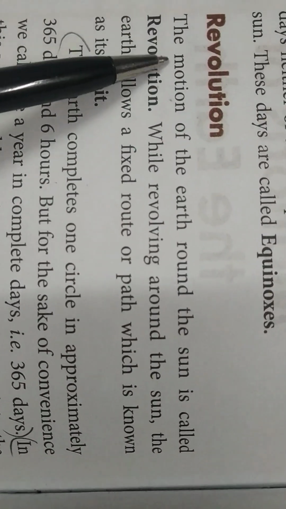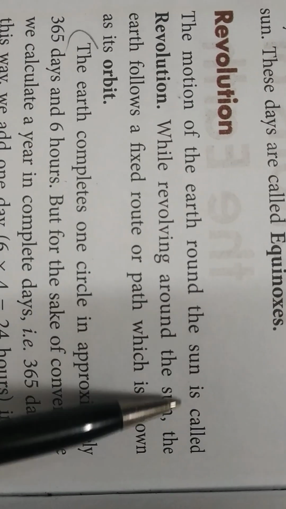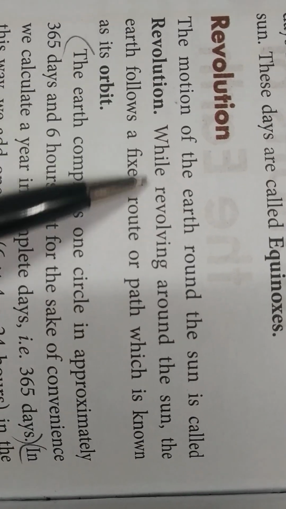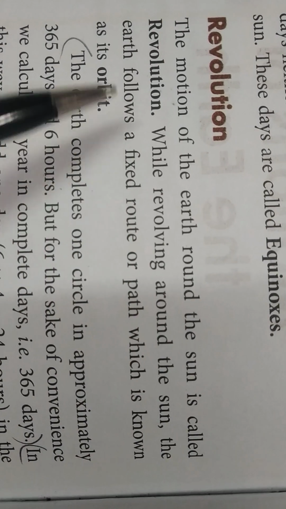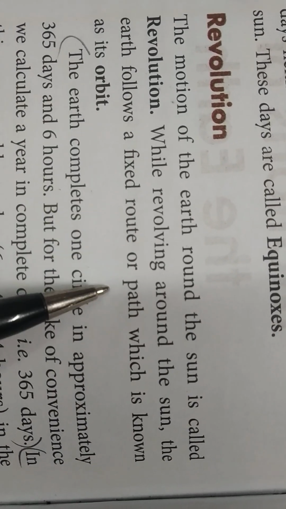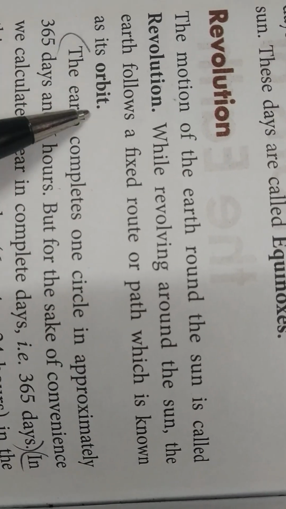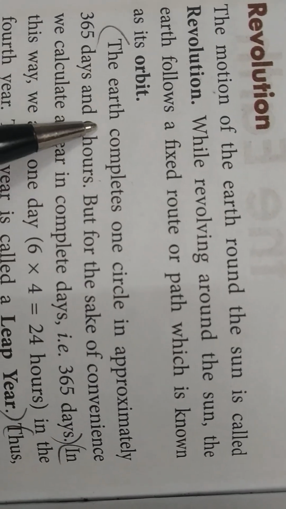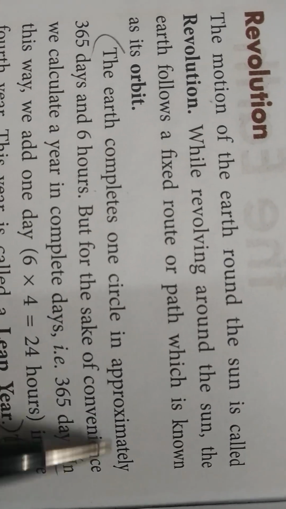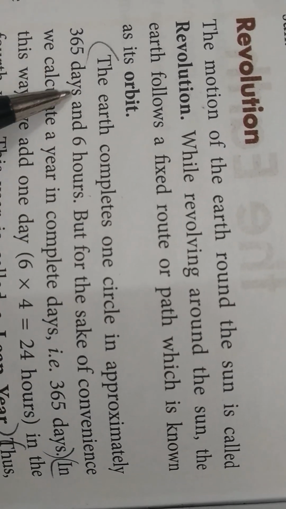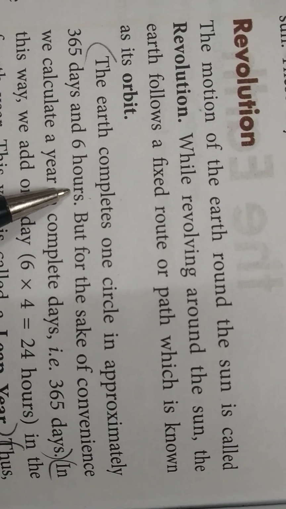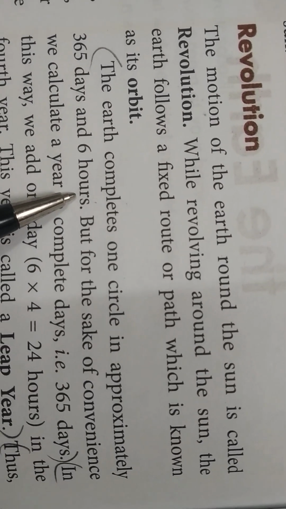Revolution. The motion of the earth around the sun is called revolution. While revolving around the sun, the earth follows a fixed route or path which is known as its orbit. The earth completes one circle in approximately 365 days and 6 hours. That is 365 and 1/4 days.